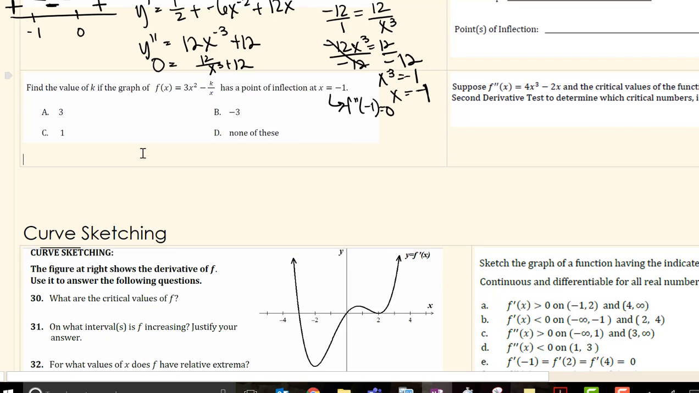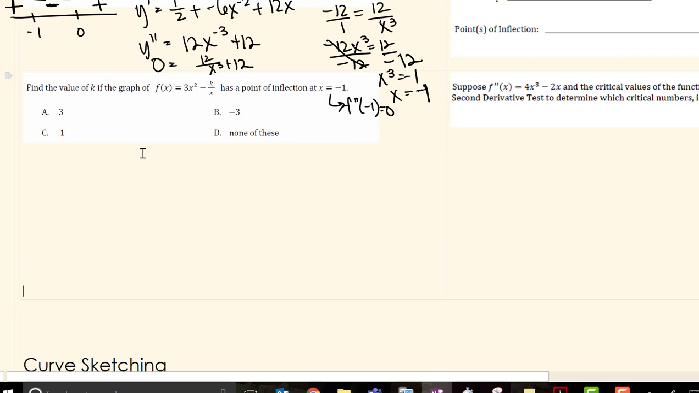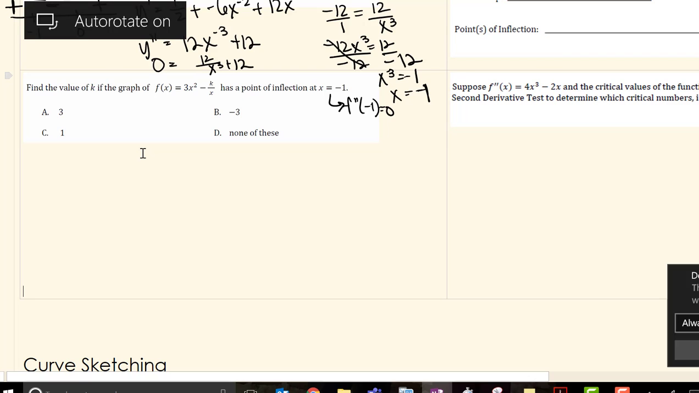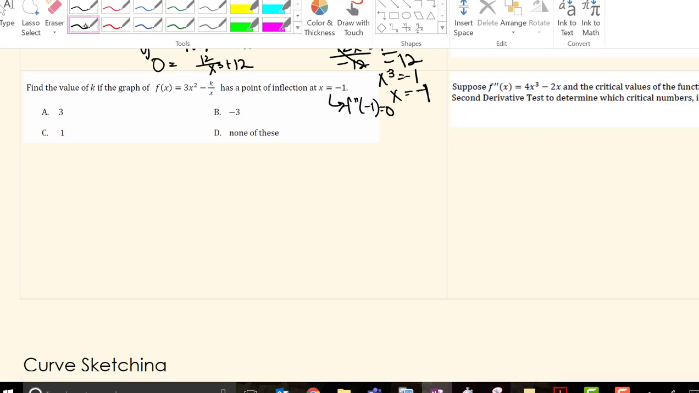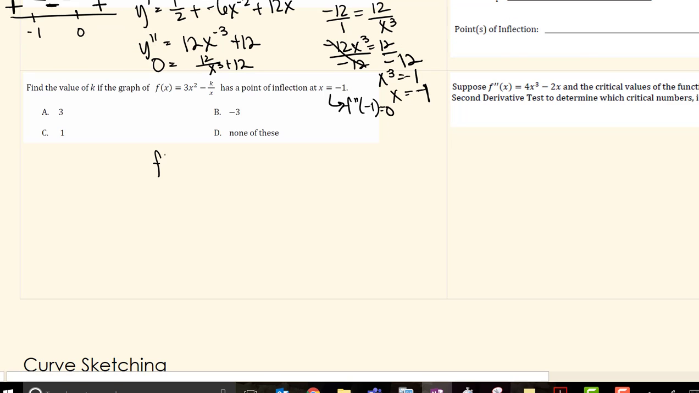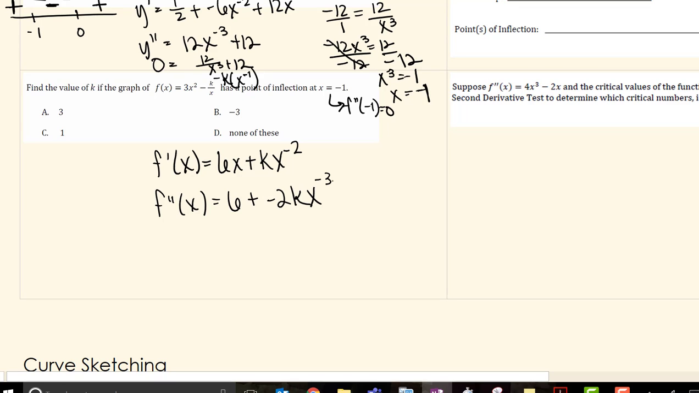So let me expand this a little bit, give us some room. Let's get that double derivative. That single derivative, we're going to have f prime of x equals, I'm going to write this as negative k times x to the negative 1. We're going to have 6x plus kx to the negative 2. And then that double derivative is going to be 6 plus negative 2k x to the negative 3. Rewrite that.